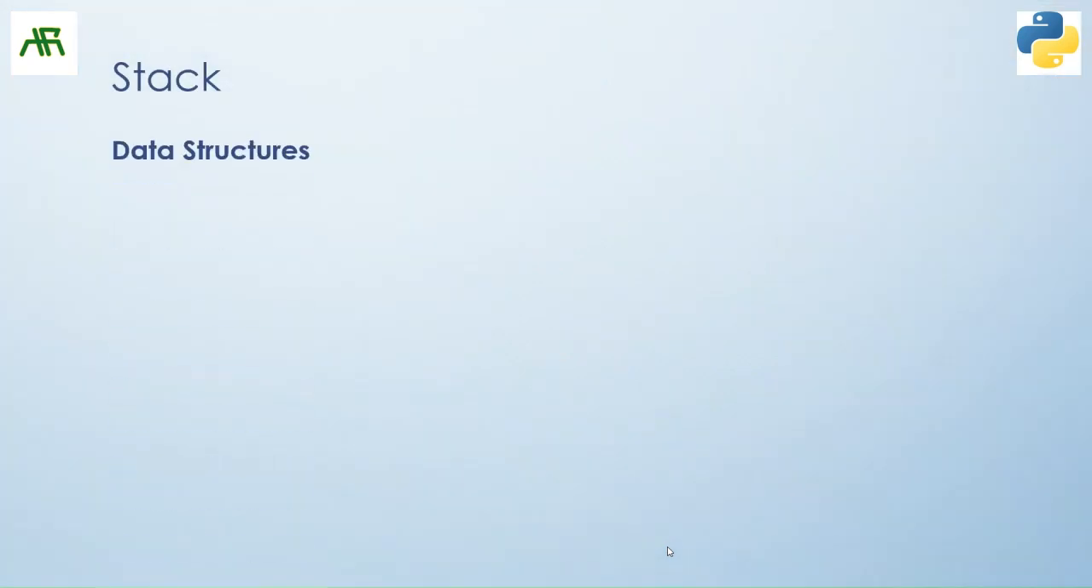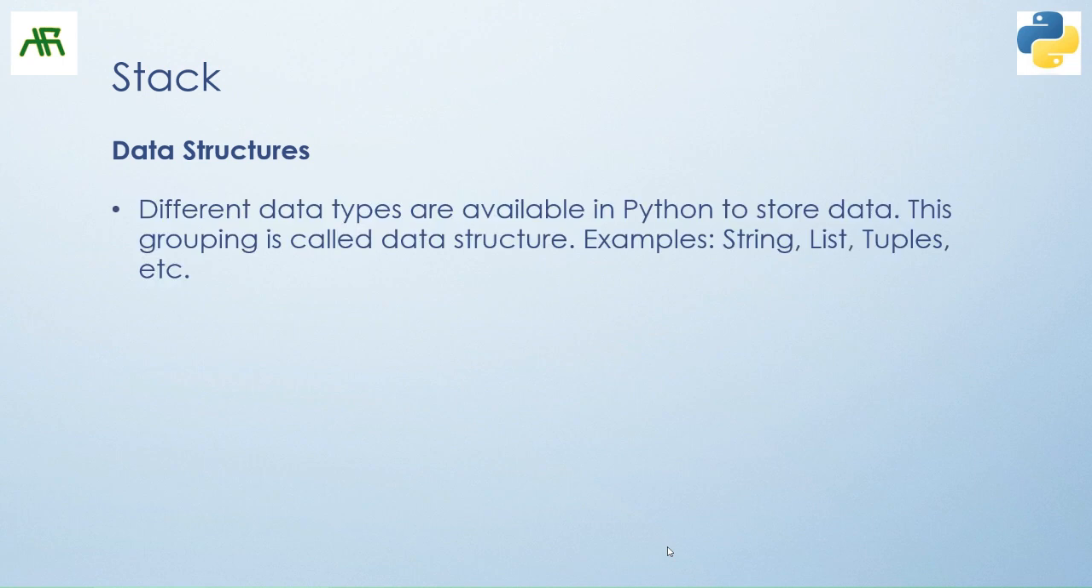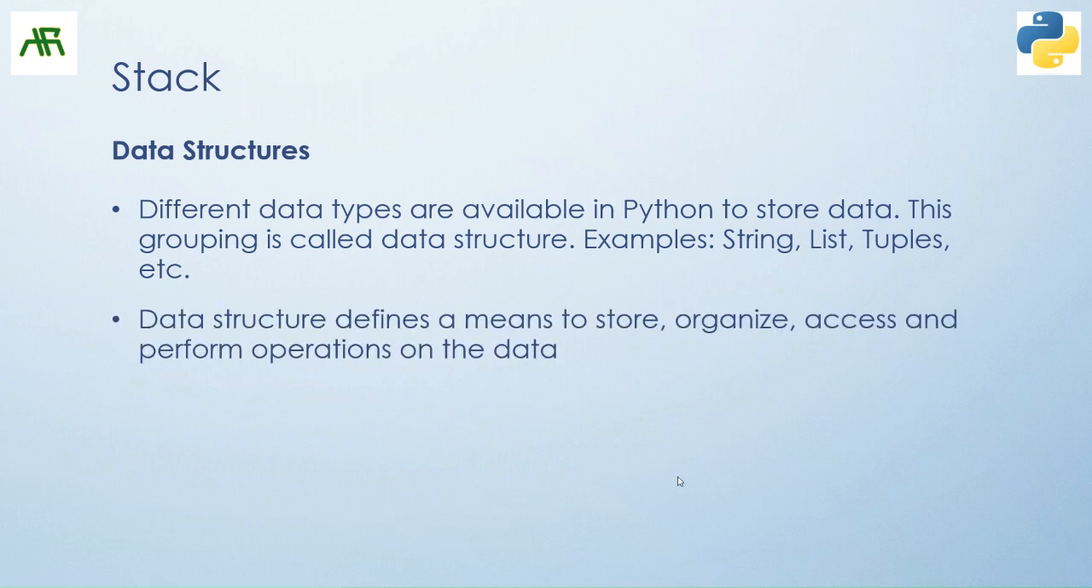Before getting into stack, let's look at data structures. What are data structures? Different data types are available in Python to store data. This grouping is called data structure. Examples are strings, lists, tuples, etc. Data structures define a means to store, organize, access, and perform operations on the data.